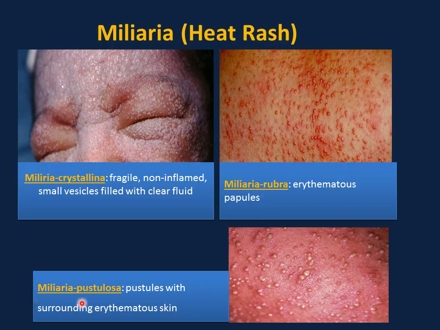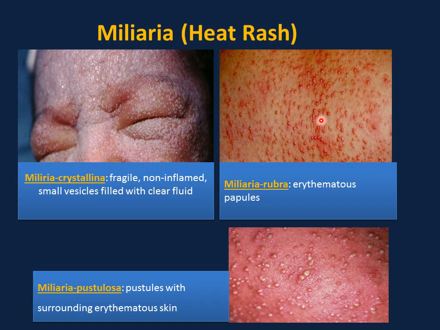to Miliaria pustulosa, and you will see here small vesicles filled with pus. The treatment is to avoid sweating and allow the skin to dry and cool. Also an oral anti-staphylococcal antibiotic is necessary for treatment of Miliaria pustulosa, but for these two forms, just allow the skin to cool down. Avoiding overclothing is preventive to prevent this condition.